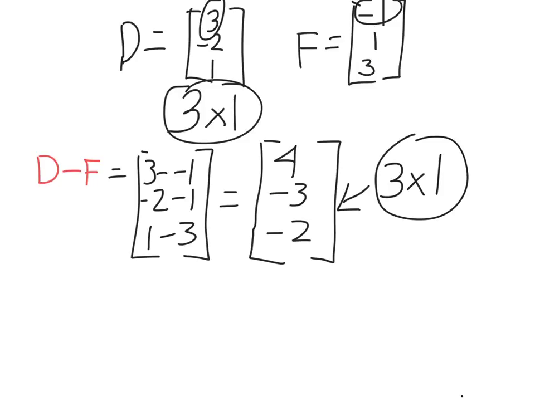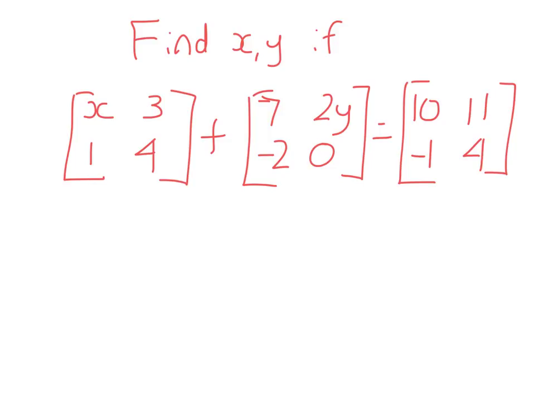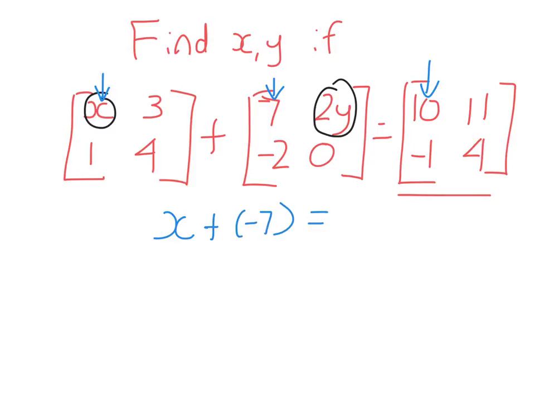So now we're just going to look at an example where we're finding one or more of the elements. So let's try a question like this. We're already given the resulting matrix, and we need to use that to find a couple of elements. So we know from the way that matrices are added that we add corresponding elements. So the one in row 1, column 1, plus the one in the second one, row 1, column 1, equals that. So I know that x plus negative 7 equals 10. I also know that row 1, column 2 plus the one in row 1, column 2 equals the final number in row 1, column 2. So 3 plus 2y equals 11.